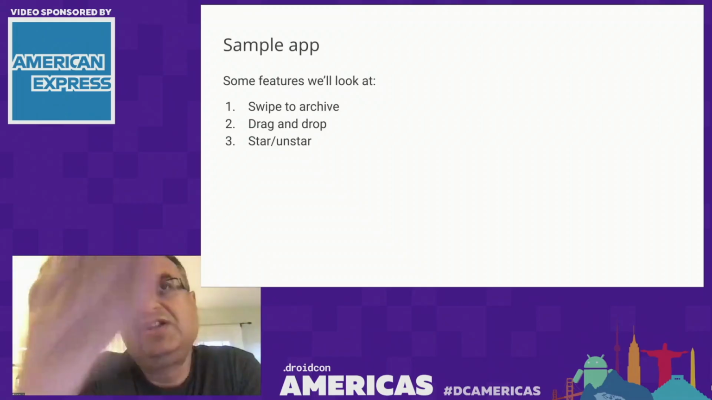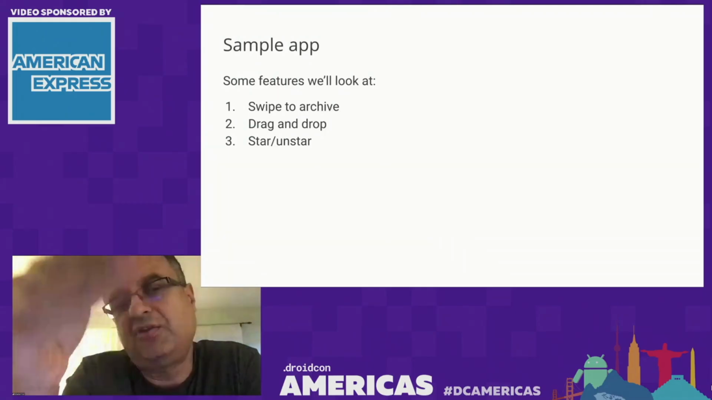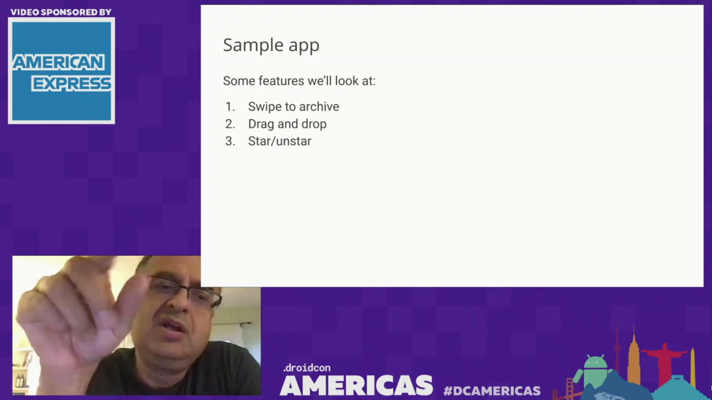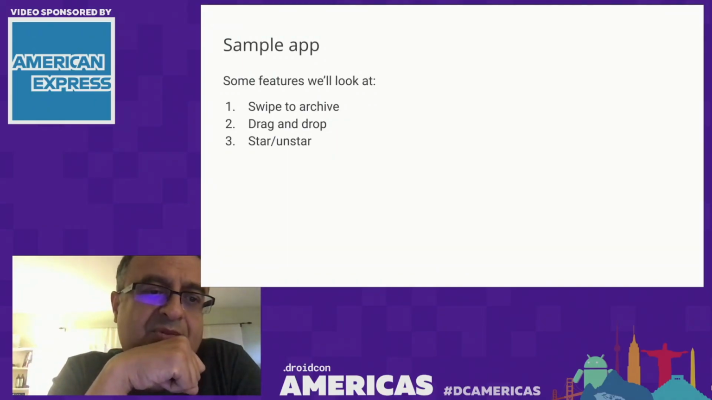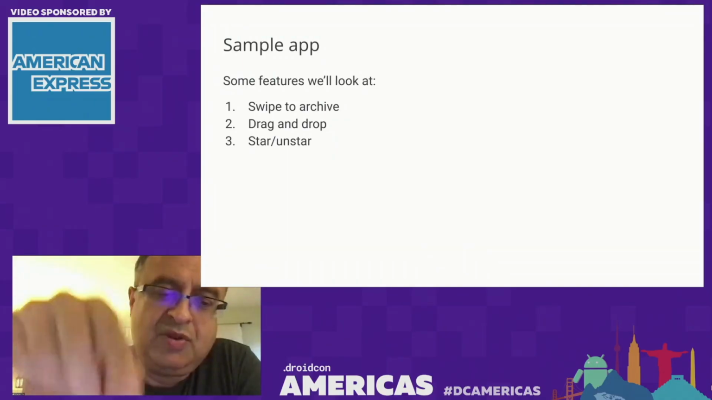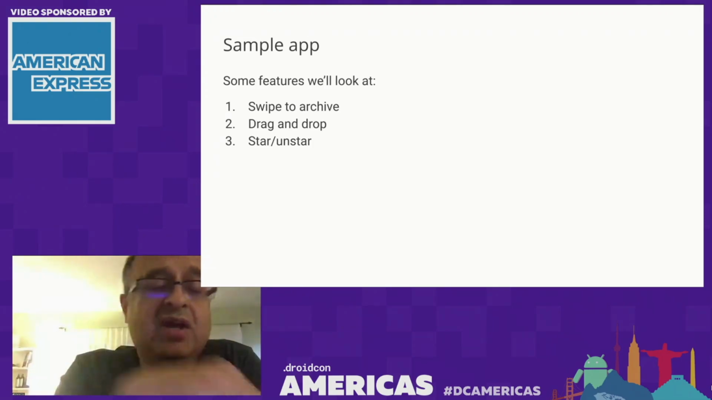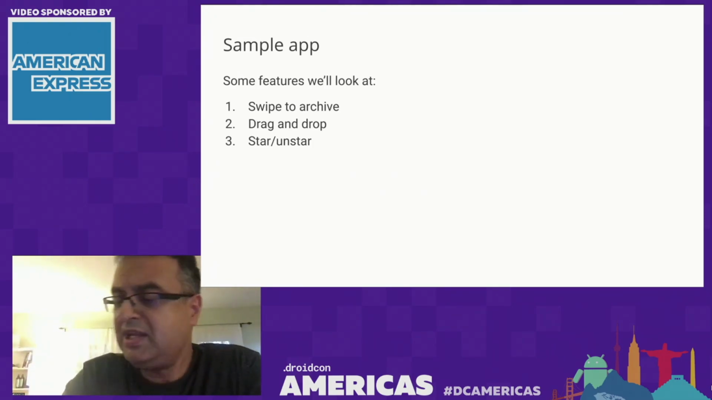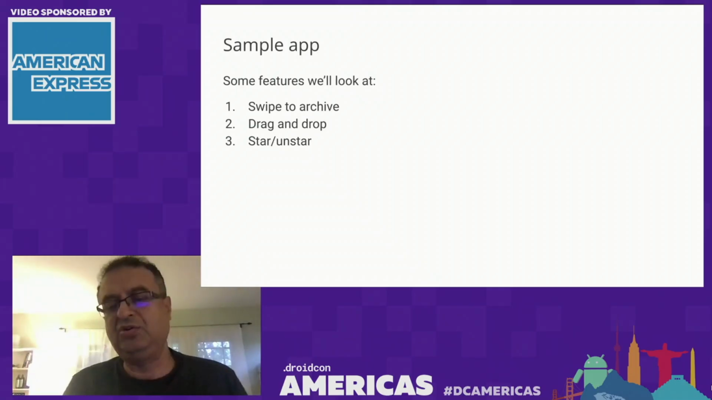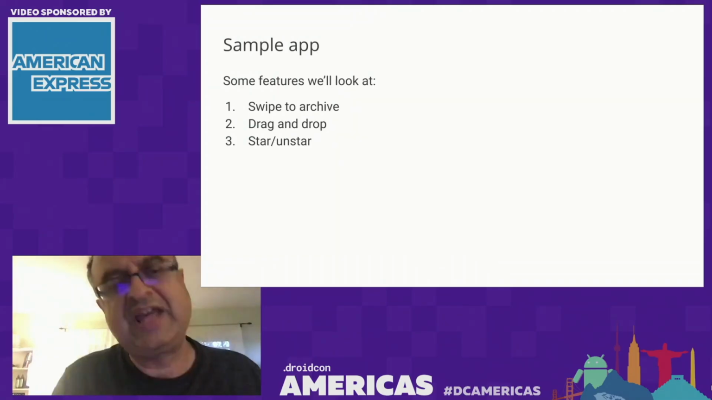So when you have a list of tasks being displayed on the main screen, the home screen, you can swipe to archive one of the tasks. You can also use drag and drop to rearrange the task's order. And you can star and unstar tasks. So pretty kind of standard stuff. You've all used maybe every single day a feature like one of these.